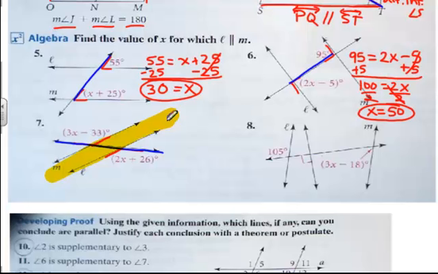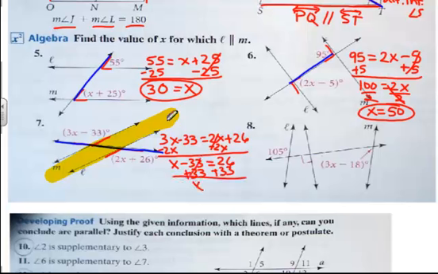So these angles have to be congruent to one another or equal. So I'm going to set 3x minus 33 equal to 2x plus 26, and I'm going to solve. Subtract 2x, x minus 33 equals 26, add 33, x equals 59, and I'm done with my answer.